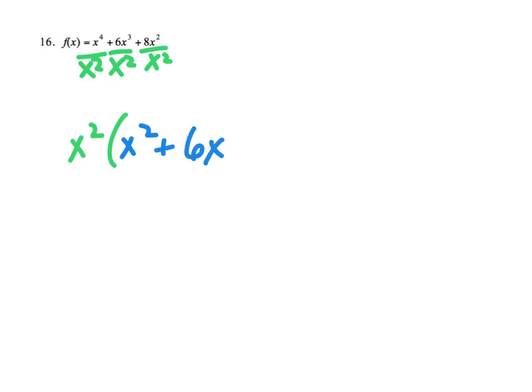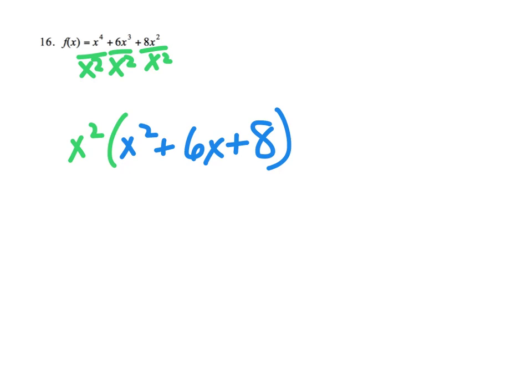All right, my next one, we have x to the fourth plus 6x cubed plus 8x squared. For this one, we're going to try to do it the same way, factor out a GCF. We can divide each of these by x squared. So we're going to have x squared out front, and then in parentheses, we would have x squared plus 6x plus 8, excuse me.